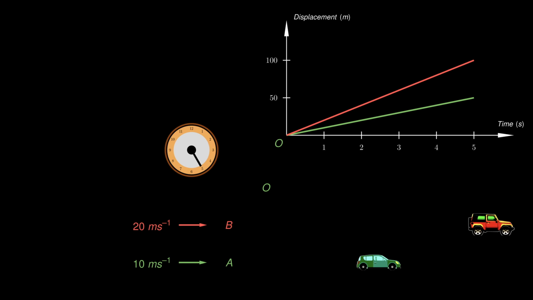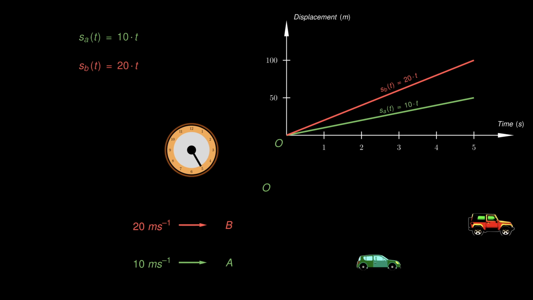With the displacement time graph plotted, we can now derive two functions to mathematically express the motion of the two vehicles. These functions will represent how the displacement of each vehicle changes over time, based on their constant velocities. Since vehicle A has a velocity of 10 meters per second, we can express its motion using a linear function, where the slope corresponds to its velocity.